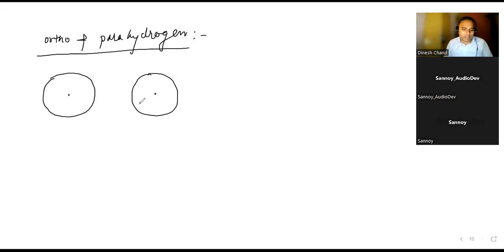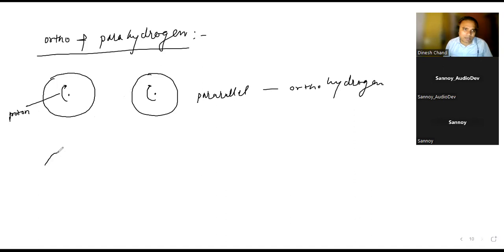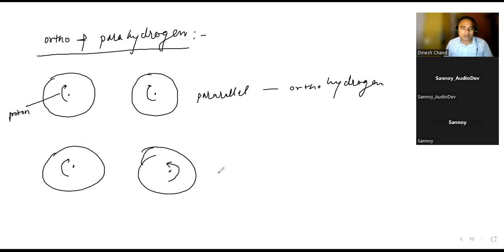Now the point is the spin of the proton in the nucleus. If the proton spins are parallel, that is called orthohydrogen. I will share the notes with you. And if the spins of the protons in the nucleus are anti-parallel, suppose one goes clockwise and the other anticlockwise, that is parahydrogen. This will come sometime; it is asked in the NEET exam.